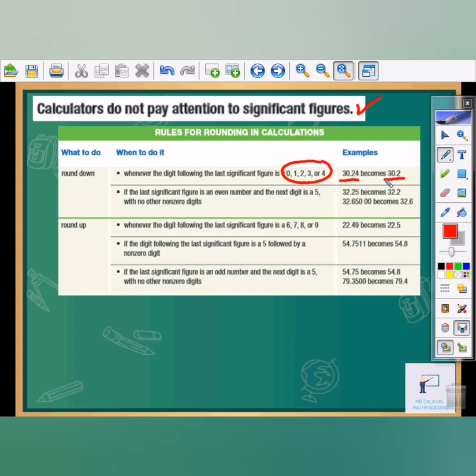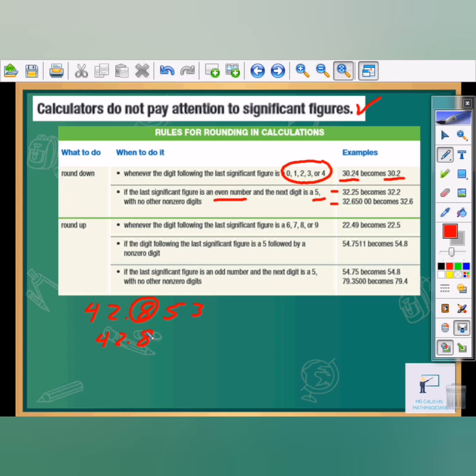The next one: if the last significant figure is an even number, very important, and the next digit is a 5, with no other non-zero digits, we round down. You have 2 examples there of how you round down. I have another example here. Let's write a number, 42.853, and I want to round to 3 significant figures. As you can see, this number is even. That means that I have to round down to 42.8.